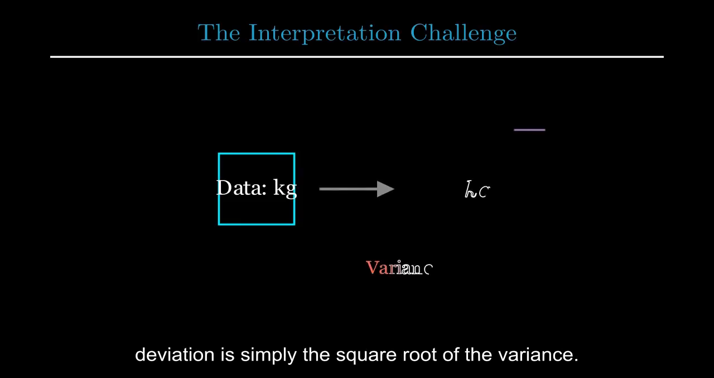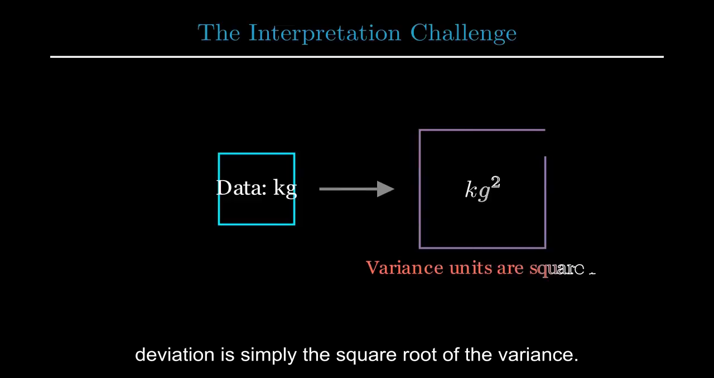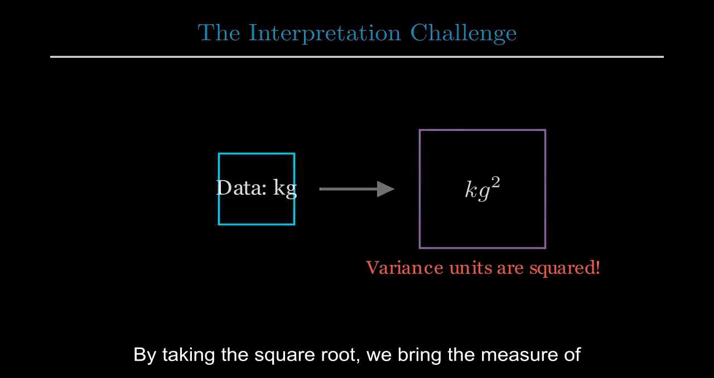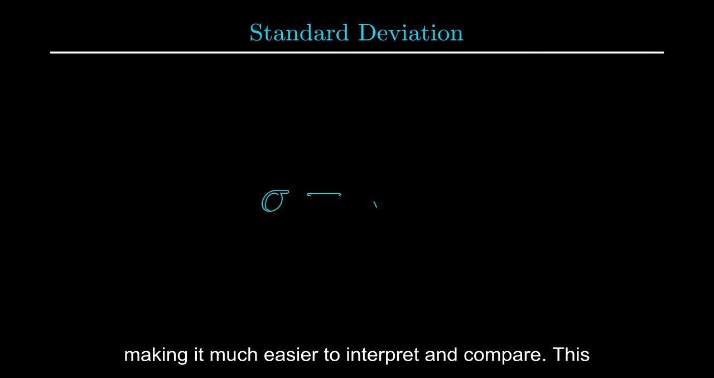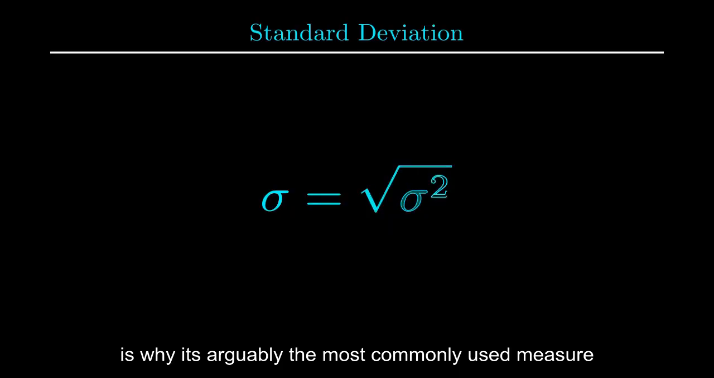Standard deviation is simply the square root of the variance. By taking the square root, we bring the measure of spread back into the original units of our data, making it much easier to interpret and compare. This is why it's arguably the most commonly used measure of variability.